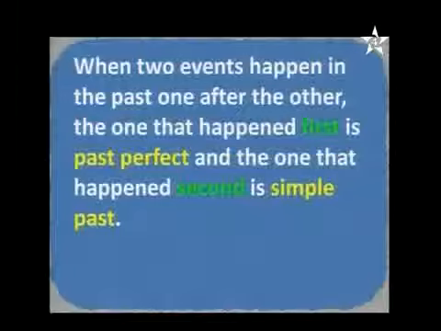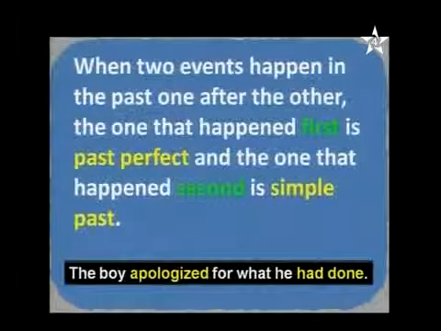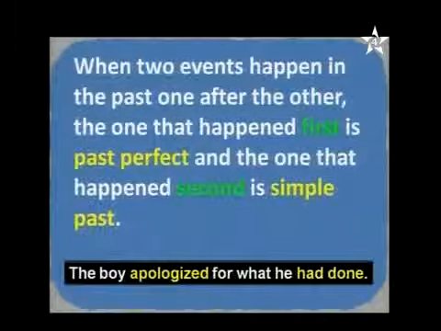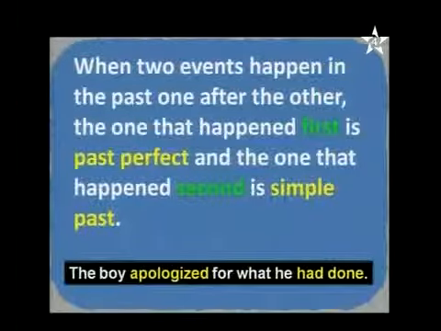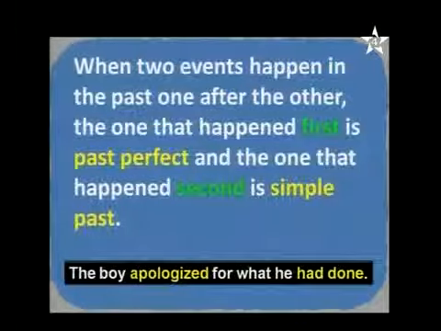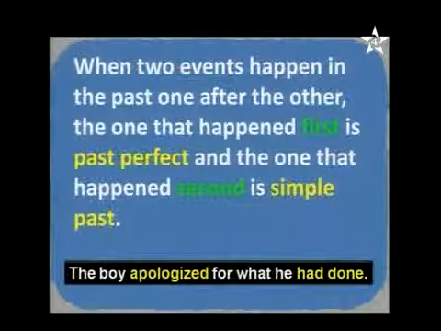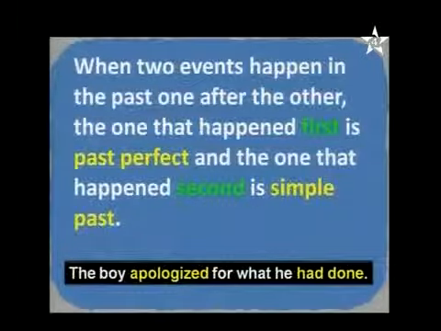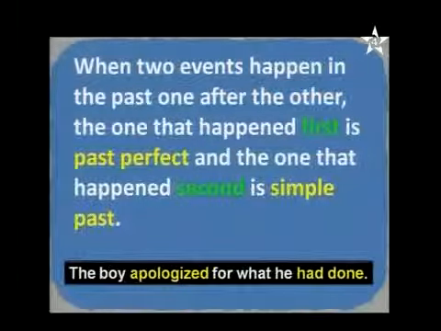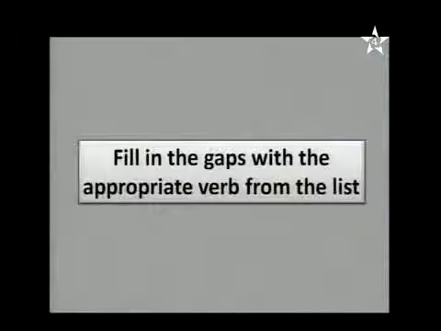For example, the boy apologized for what he had done. So the boy did something wrong first, and then he apologized second. So the boy apologized second for what he had done first. Let's move on and do a few practice exercises. For the first exercise, I'd like you to fill in the gaps with the appropriate verb from the list.